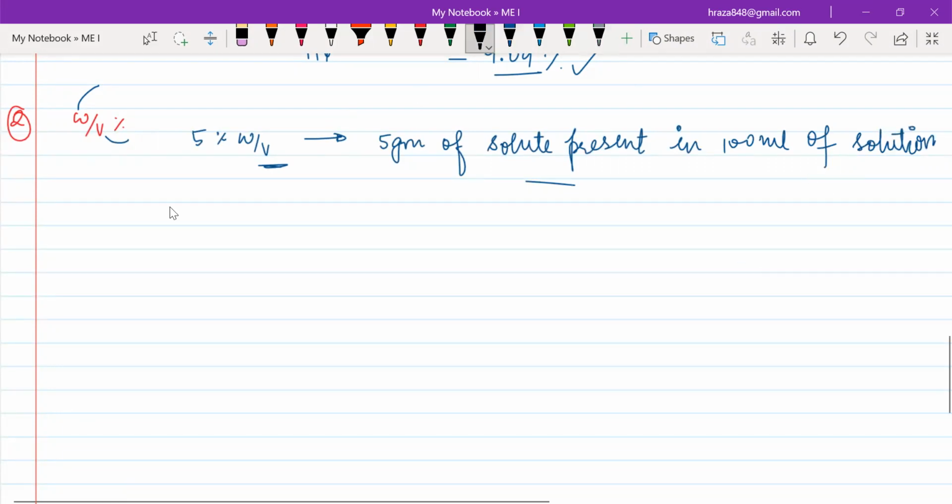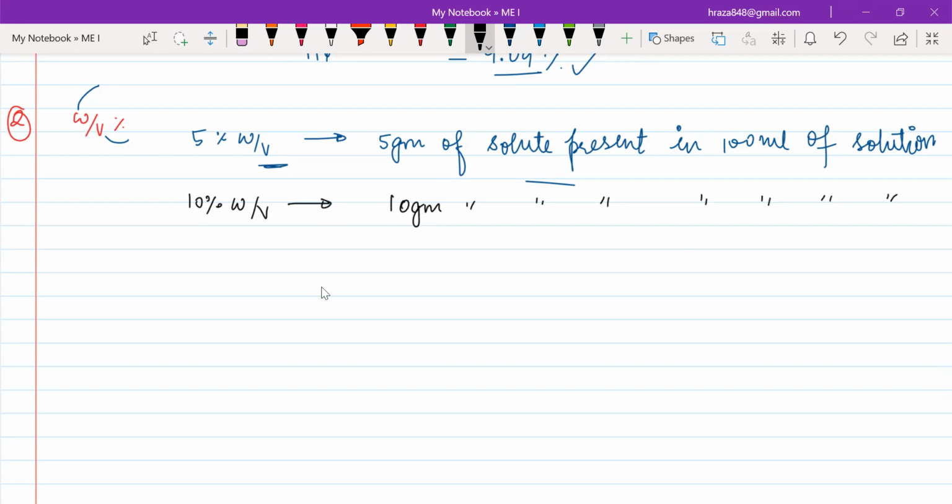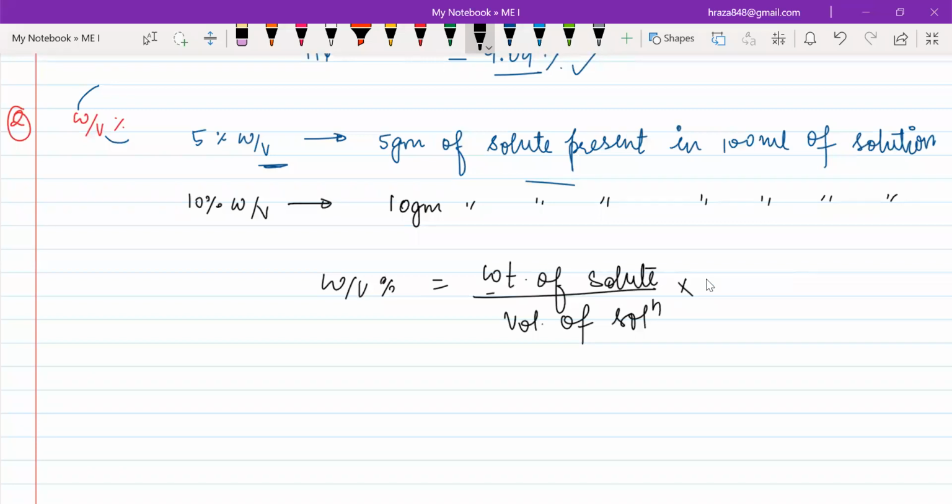Yes, sir. If I ask you 10% weight by volume, what does this mean? Can you tell me? Sir, 10 gram of solute present in 100 ml of solution. Very good. Now we can have a formula for weight by volume percent. Weight of solute, and in denominator you can see this is your solution. So it will be volume of solution into 100.